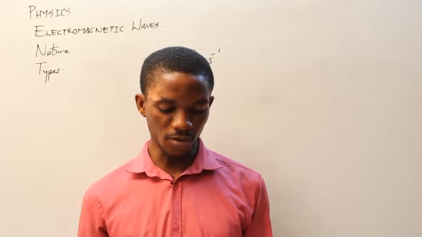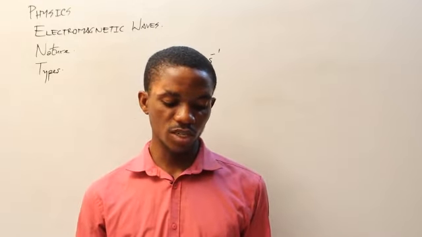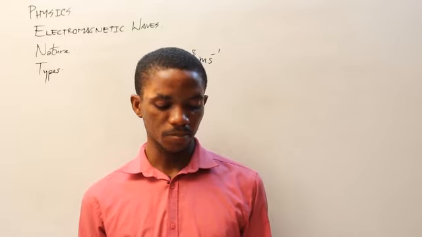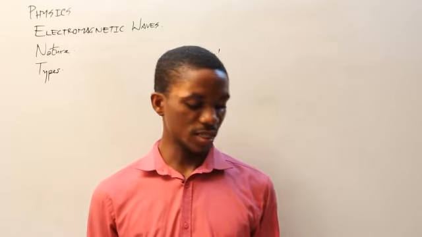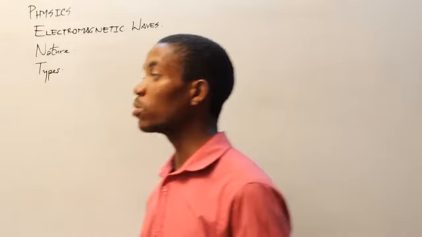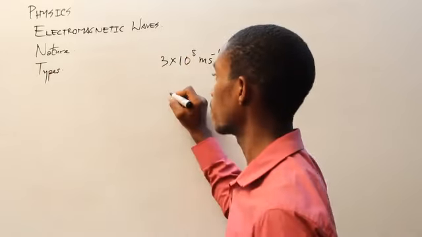The ultraviolet rays fall within the 10⁻⁸. The X-rays fall within the 10⁻¹⁰ meters, while the gamma rays, which are the shortest, fall within the 10⁻¹¹ meters. To calculate the frequency of operation of these waves, we can simply use the formula.